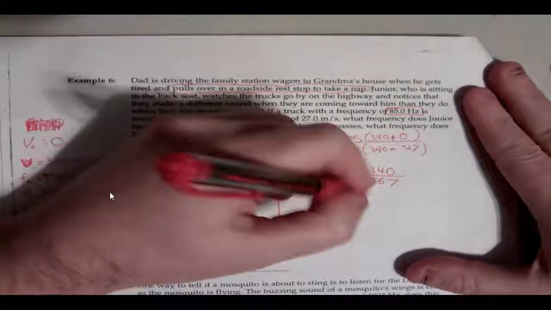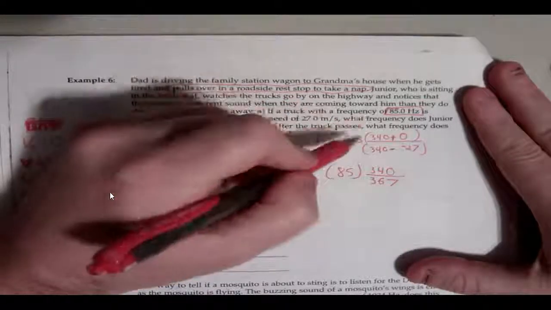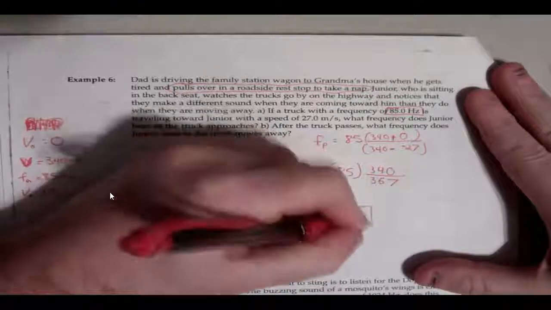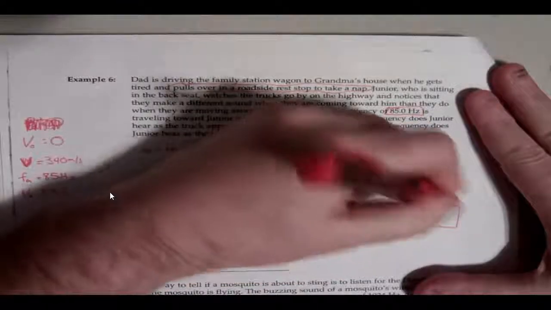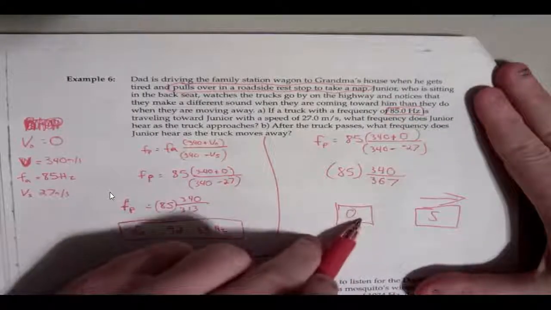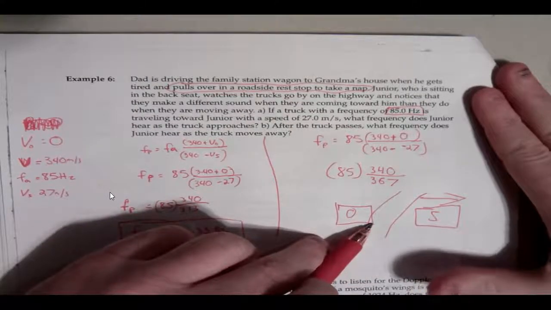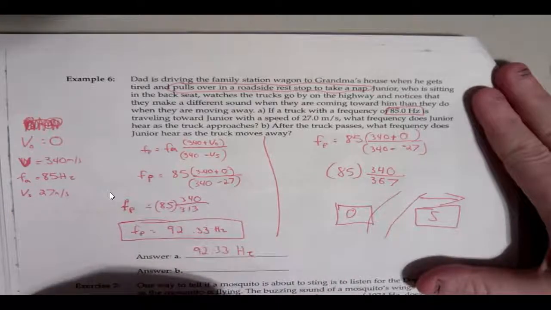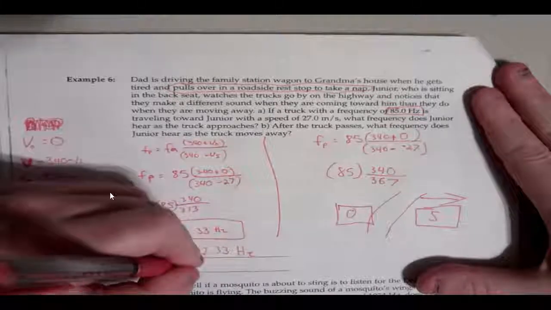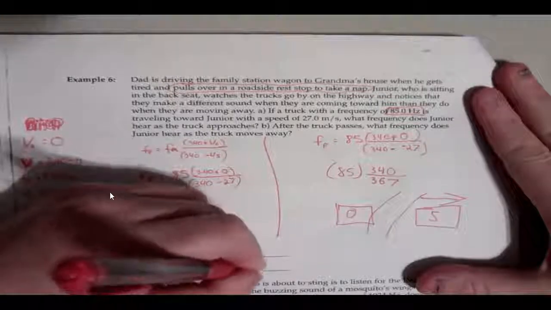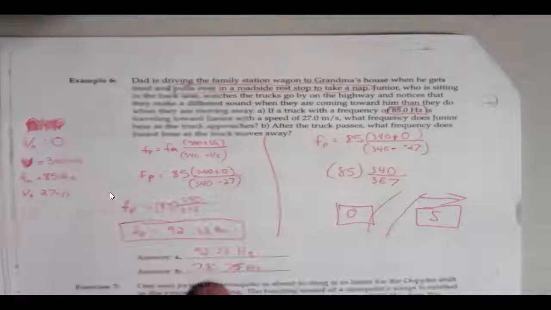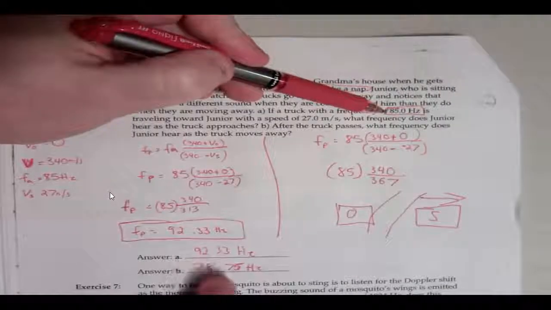So, final answer, again, it's moving away. So if this is the observer, and this is the source, and the source is going this way, the perceived frequency will be less than the actual frequency because it's moving away, right? With that being said, you should have gotten 78.75 hertz, which is, again, less than the actual frequency.